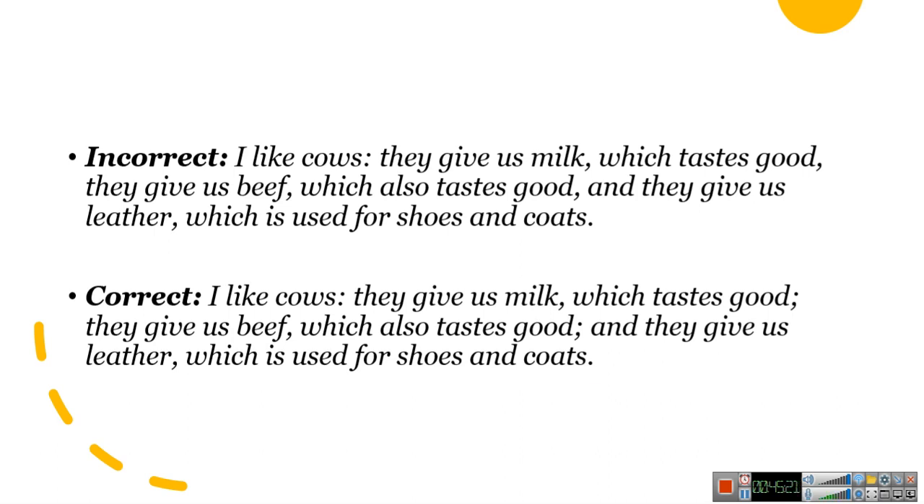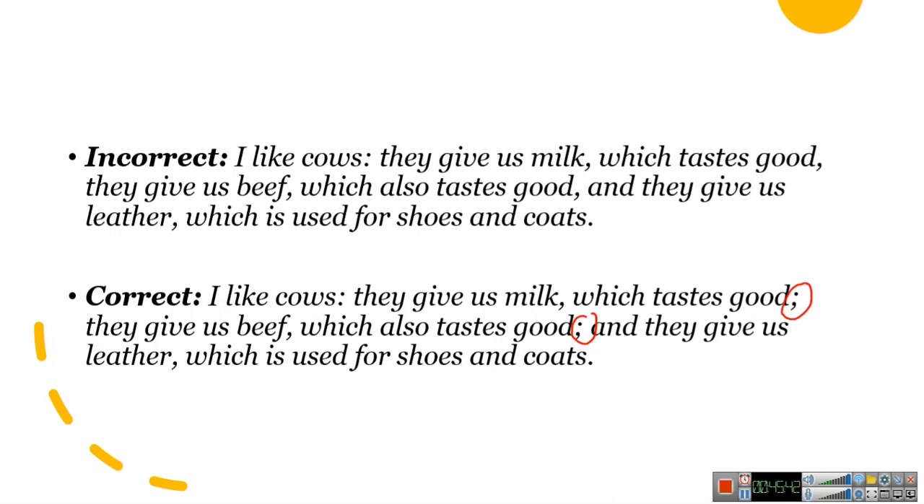Now, in this second example, where are our semicolons? It's right here. We have one. And here we have two. And that's the end. So, Diana, why do I use two semicolons in the second example?